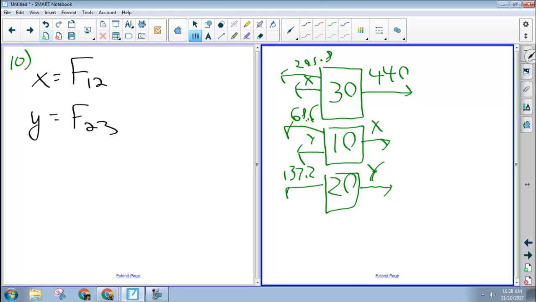All right, so are these right now? Yeah, that's correct. Instead of using F12 and F21, he just called them both X. And instead of using F23 and F32, he called them both Y. Good? And talk to me about these 3 here. Is everybody cool with where he got those?